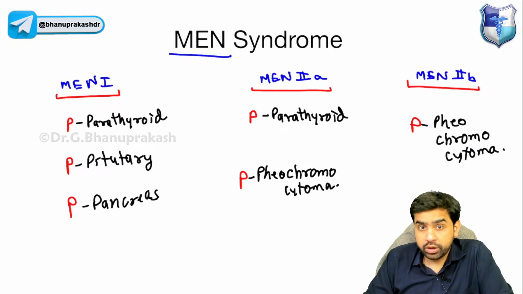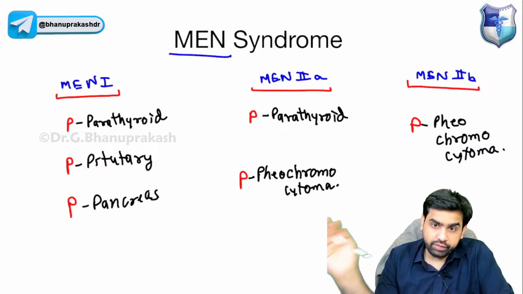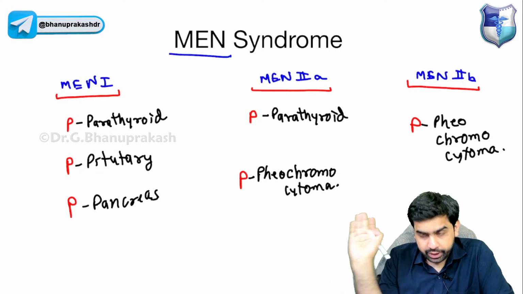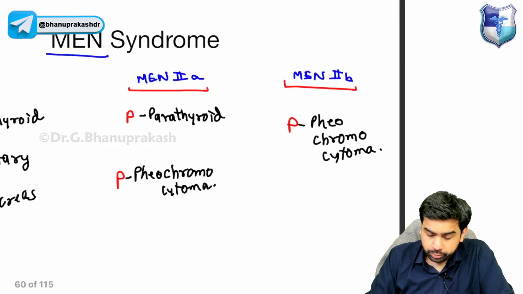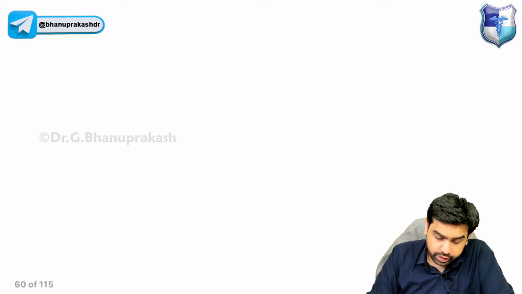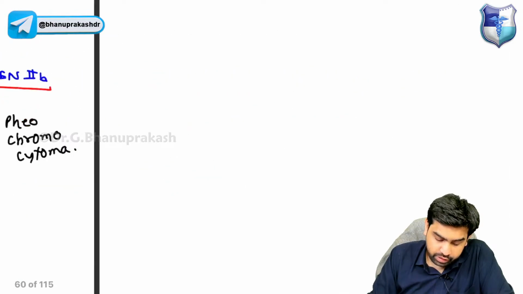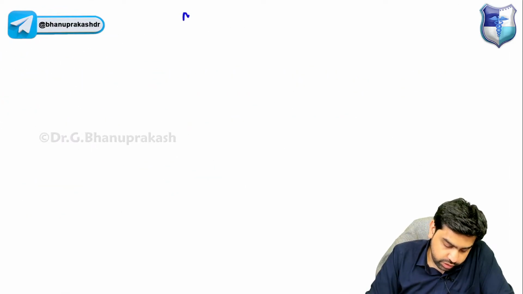Do you understand my point? So this is 3P, 2P, 1P: MEN 1, MEN 2A, and MEN 2B. Okay, so let's talk about the MEN 1 syndrome. What about this particular MEN 1 syndrome?